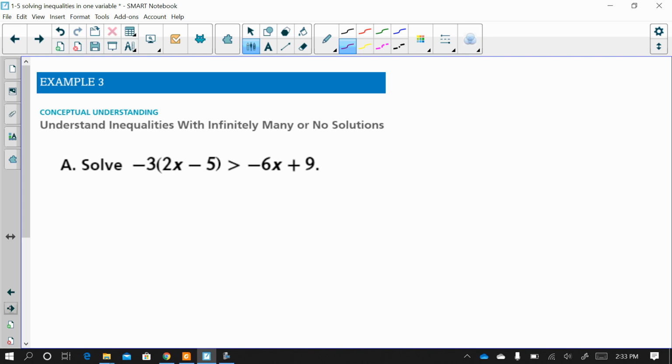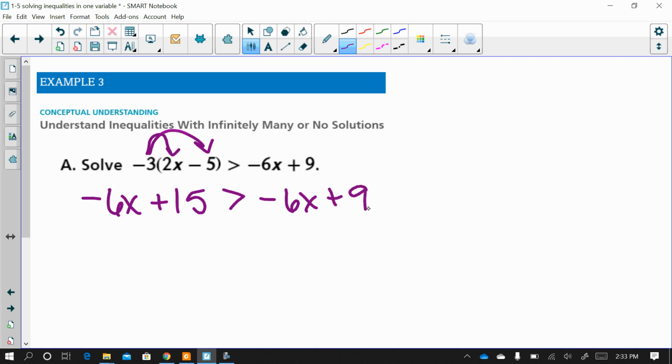Okay, moving on, let's keep going, keep drawing these. First thing in this problem, probably should distribute. Okay, so I get negative 6x. Again, be careful, negative times a negative is a positive. It's greater than negative 6x plus 9.